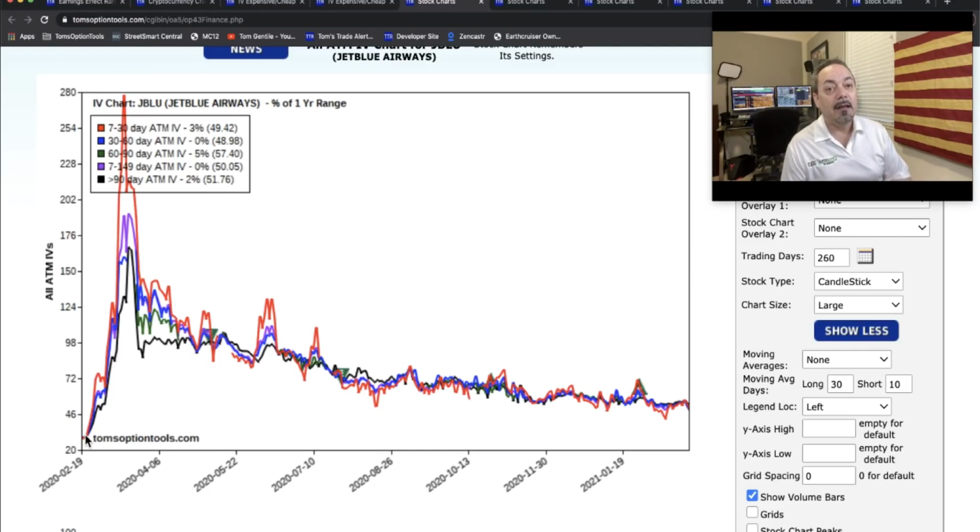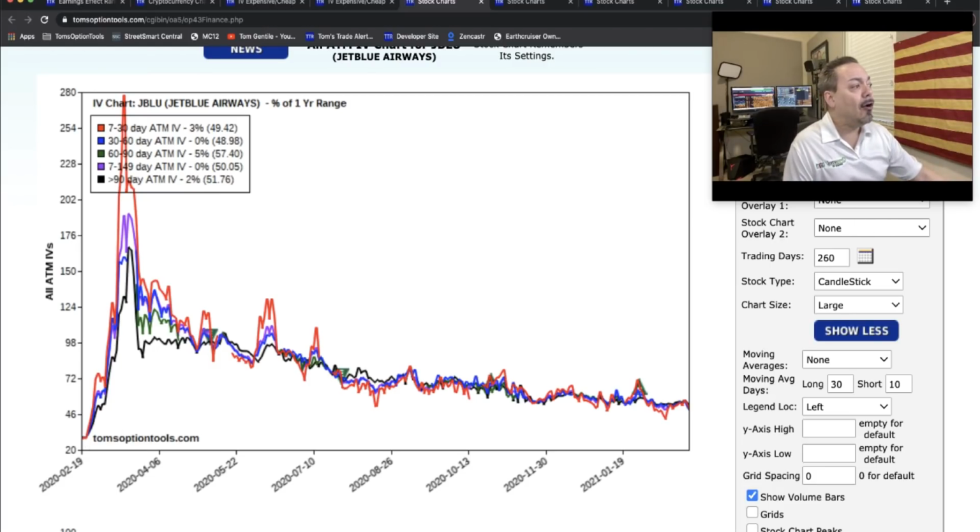It tells me that if I am bullish on JetBlue, call buying might make sense. If I am bearish on JetBlue, put buying might make sense. And the reason why is because these options are as cheap as they have been in almost 1 year.